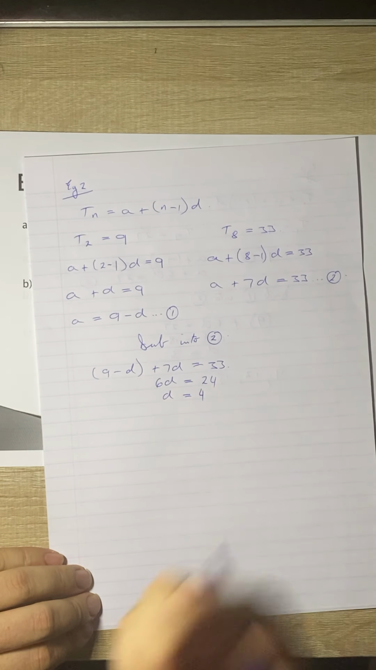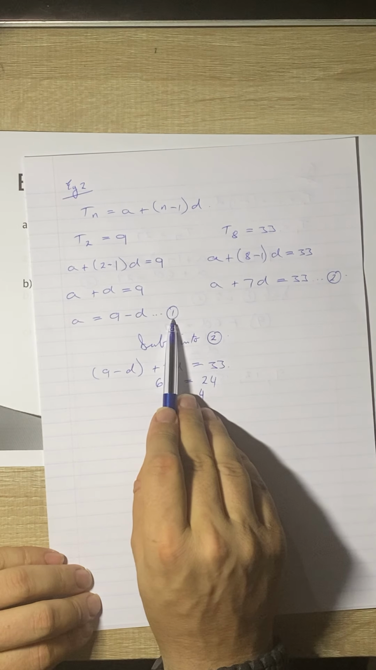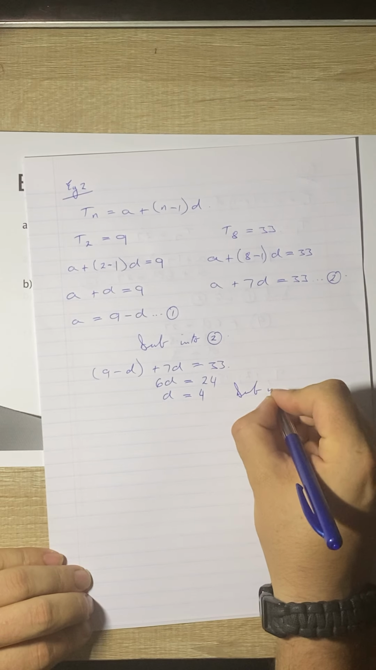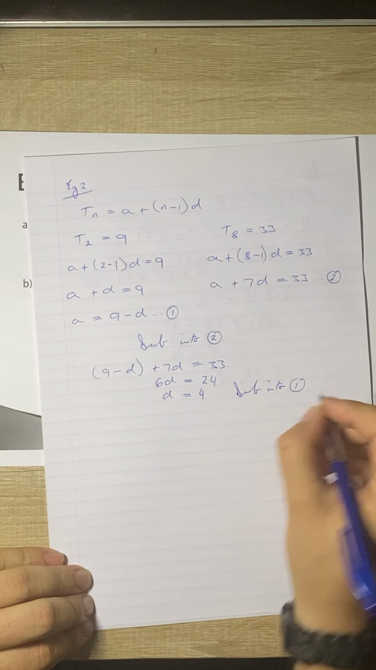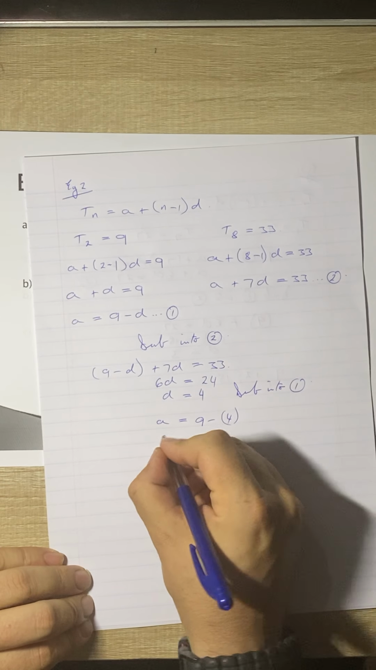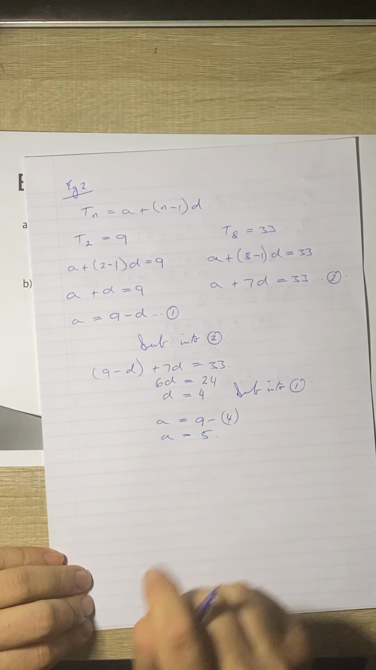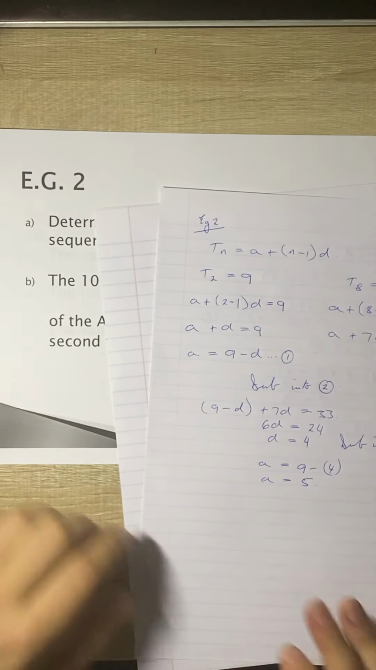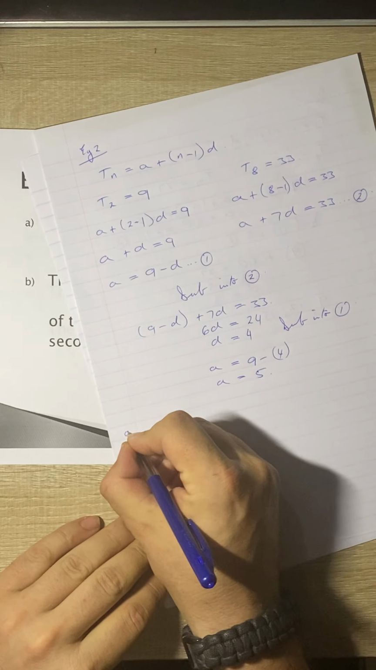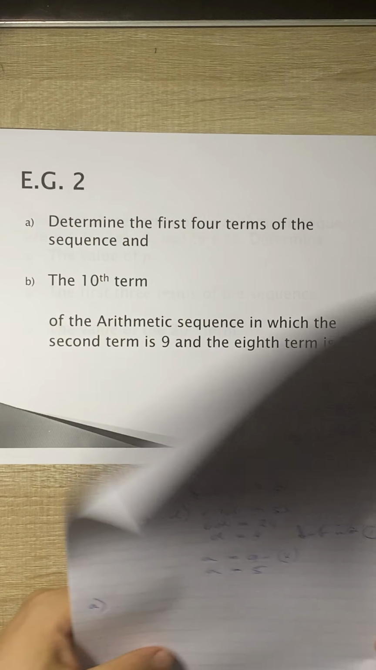Now what I need to do is find out what my A is. Okay, so I'm going to take this D and sub it into 1, and then we can find out what A is. So sub into 1, and we get that A is equal to 9 minus 4, so A is equal to 5. Now I have my first term and I know what my common difference is. I can start answering these questions over here. So question A, we need to find out the first 4 terms of the sequence.